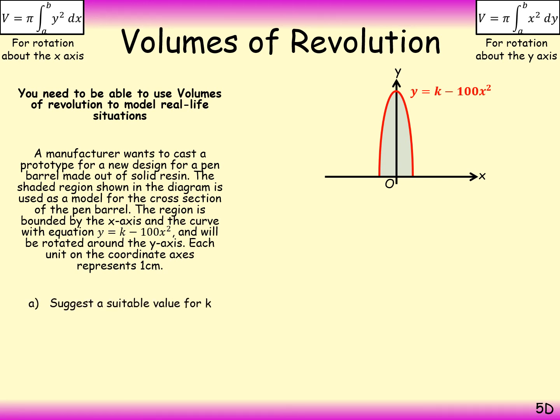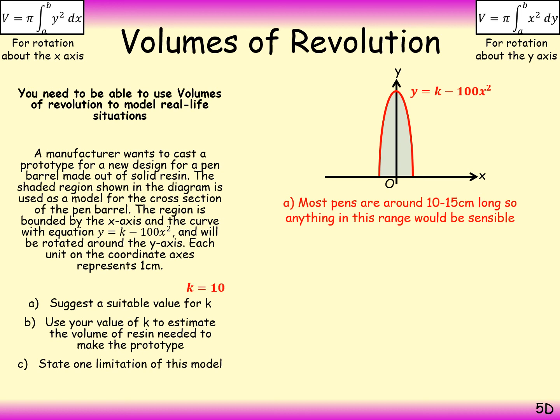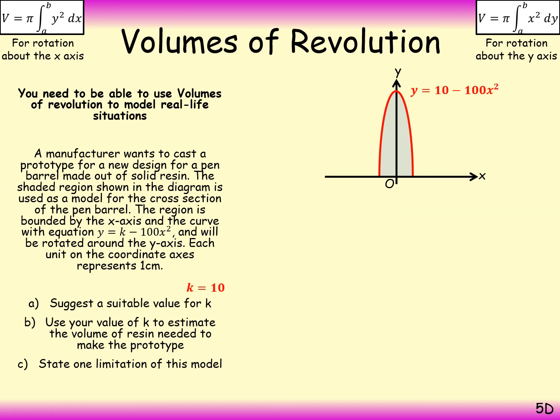We want to suggest a suitable value for k. We also want to use our value of k to estimate the volume needed to make this prototype, and also state one limitation of this model. Most pens are around 10 to 15 centimeters long, so anything in this range would be sensible. If you didn't know, well, now you know. So we could say 10 would be one suitable value. So y would equal 10 minus 100x squared.